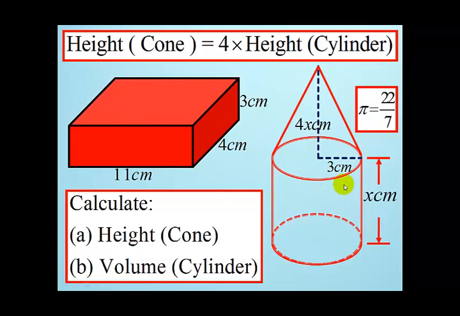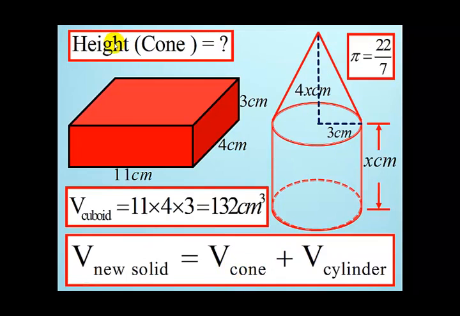Now, the height of the cone is 4x centimeters. The base radius is 3 centimeters. And the height of the cylinder is x centimeters. That means that if you know the height of the cylinder, you can multiply the height of the cylinder by 4, and that will give you the height of the cone. Now we are asked to calculate the height of the cone, and that is 4x. Then the volume of the cylinder. Now let's proceed.